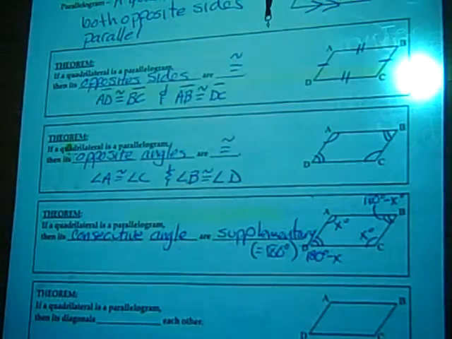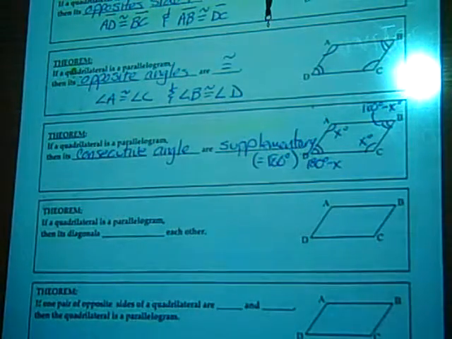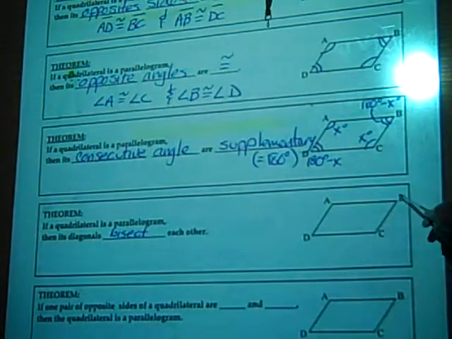Next, what we have here: if a quadrilateral is a parallelogram, then its diagonals bisect each other. So we have two diagonals here. We have diagonal DB and diagonal AC. So we're going to go ahead and draw those in. Remember, you can go ahead and use your student ID if this helps.